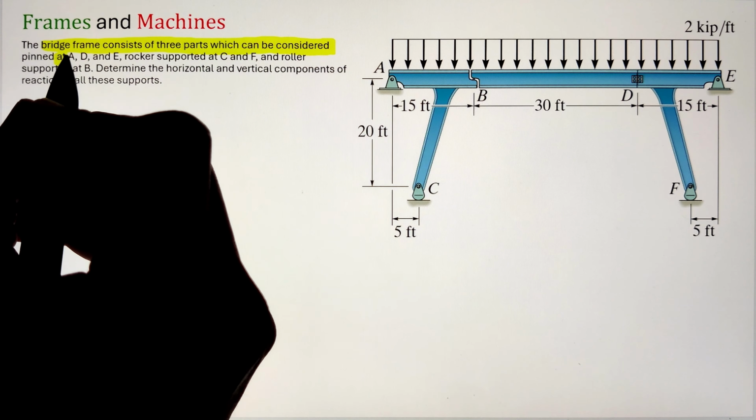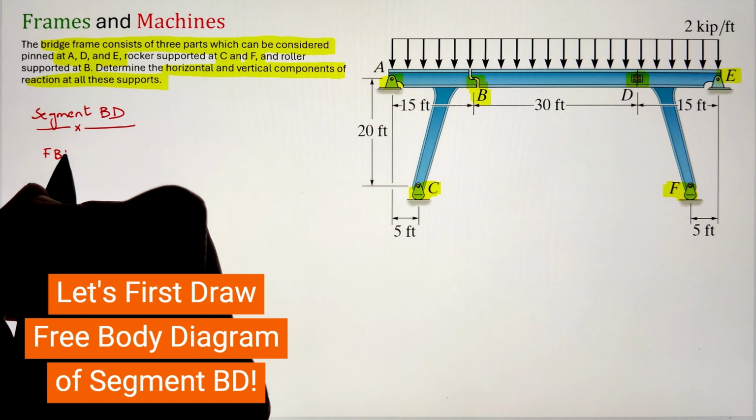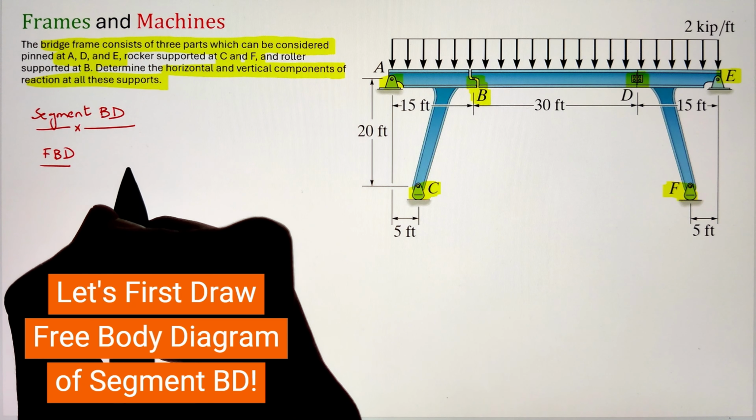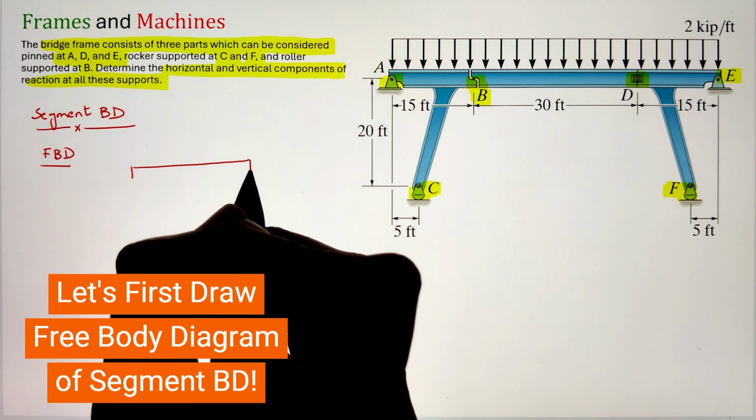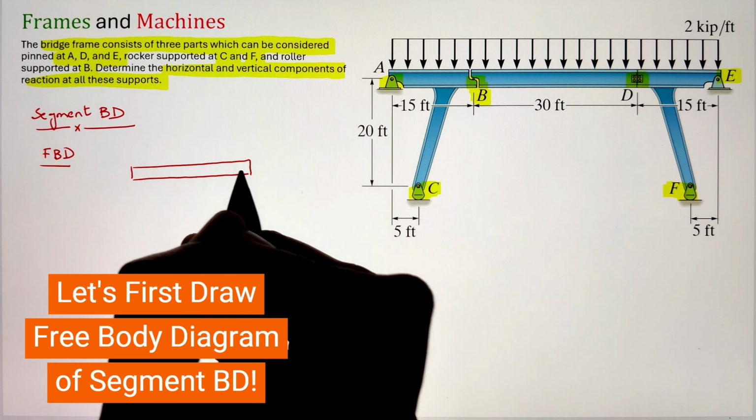So we won't be able to apply our equilibrium equation on the whole frame one at a time. So in order to solve this problem, we have to break it into its individual segments and apply the equilibrium equation to solve for those unknowns. So let us first consider segment BD, which has a roller support at point B and a pin support at point D. So let's go ahead and draw the free body diagram.